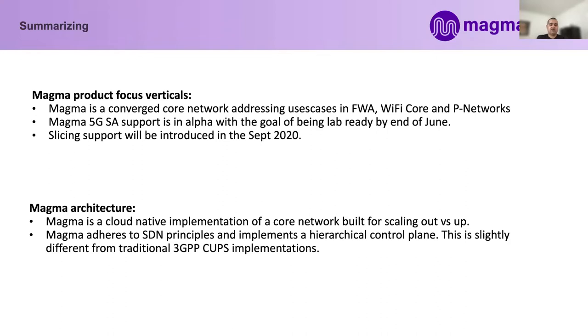The Magma architecture is cloud native, and the reason it is cloud native is it is an implementation that is focused on scaling out versus up, similar to the pets versus cattle analogy. Magma adheres to the SDN principles of control plane and thus implements a hierarchical control plane. This is slightly different from a 3GPP CUPS implementation, which just talks about control and user plane separation. It adds an additional slice in terms of the control plane being edge versus centralized.